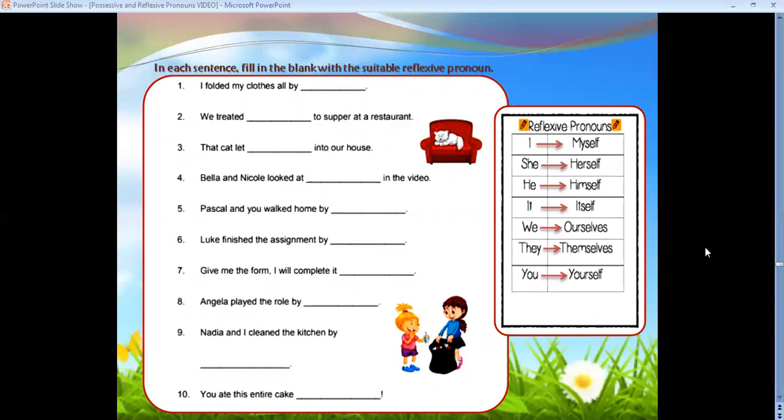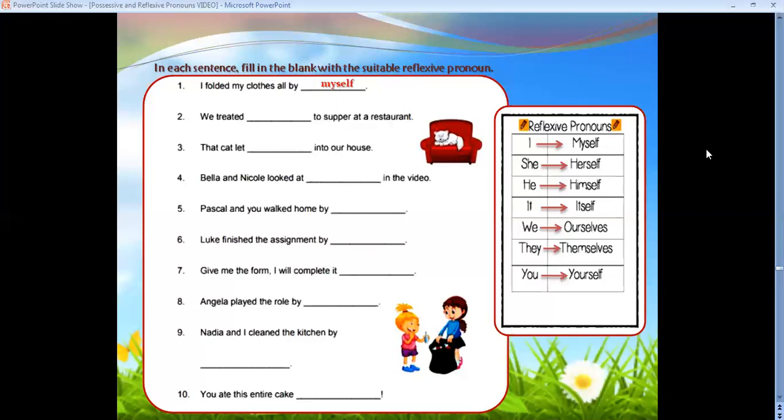Okay? Let's start with the first sentence. I folded my clothes all by, I have I. What do I use? Myself. Let's check. That's right. See? Easy peasy.